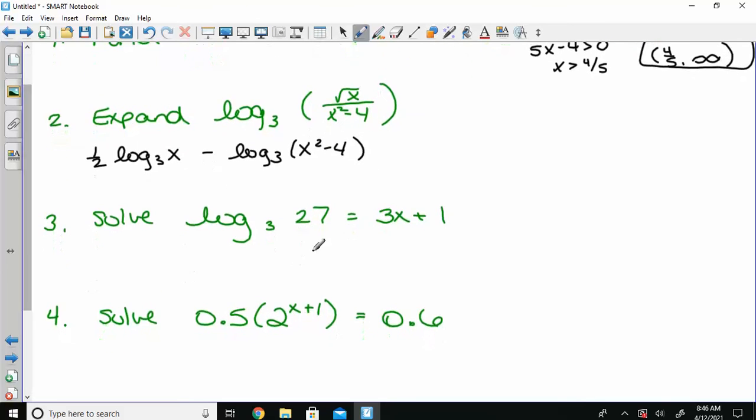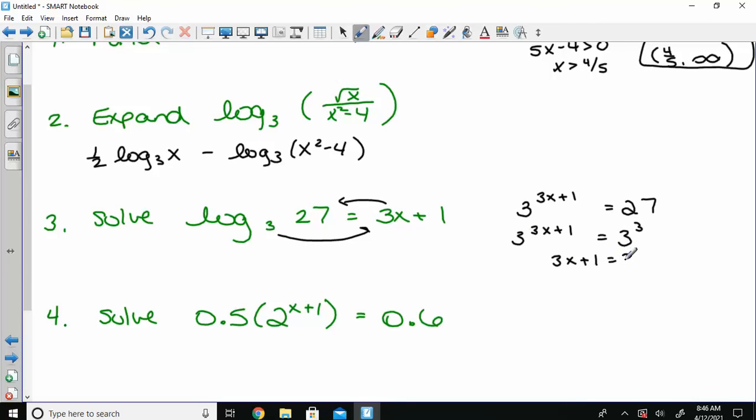Okay, number 3, what would we do? We have a log on one side, so you change it to exponential. So 3 to the 3x plus 1 equals 27. And then we could do this one with the common base. 27 is 3 to the 3rd. So we subtract the 1, divide, and we get 2/3.